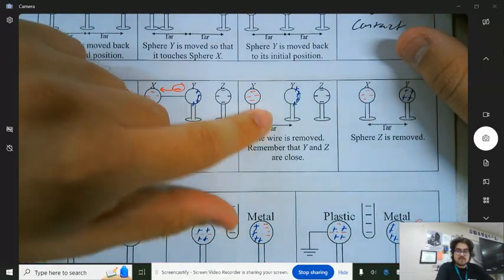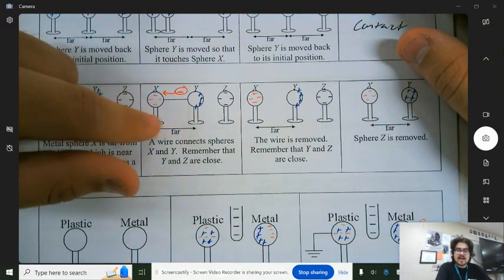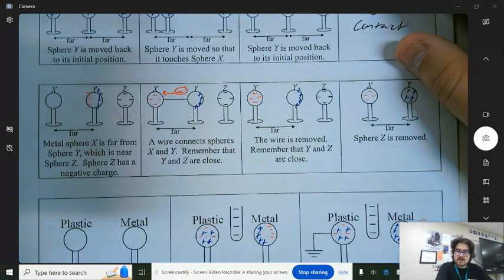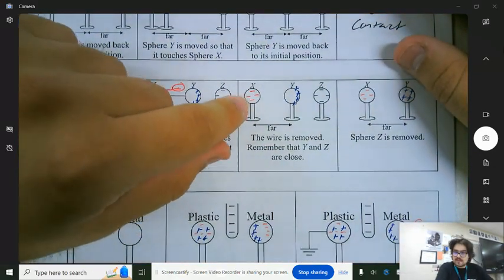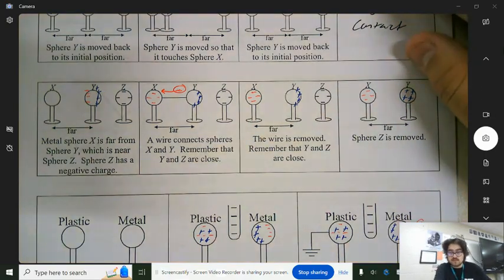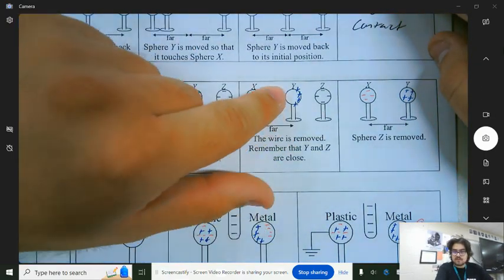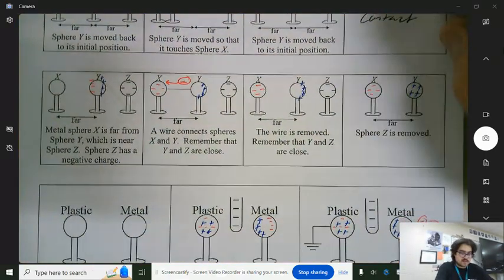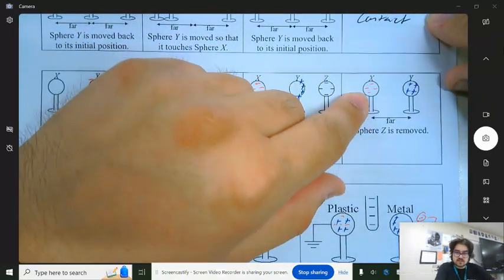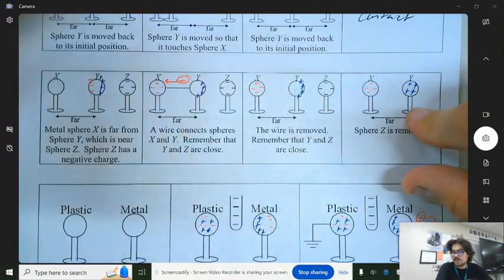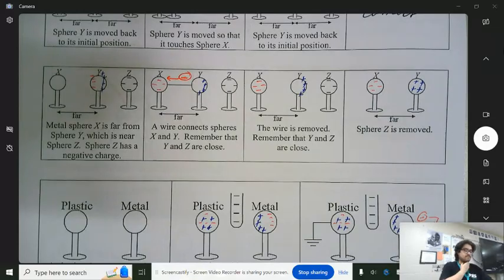Then if you leave the sphere here and the wire there, you take the wire away, then now these negative charges can't cross back over. They don't want to anyways, okay? And the positive charges are still on Y. You take away the sphere Z, now you've got a negative charged sphere and a positively charged sphere, okay? Okay.